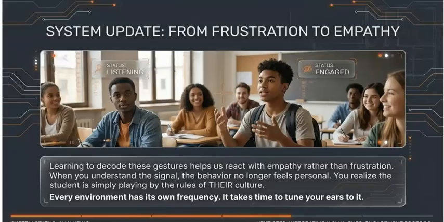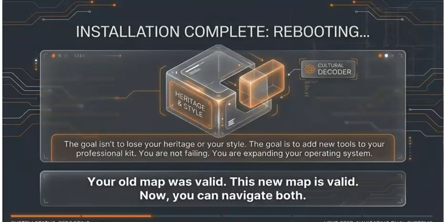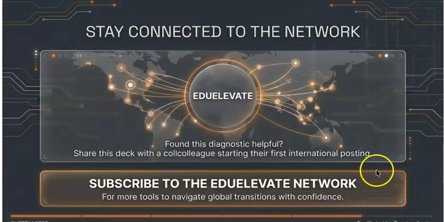So it is your role to learn those cultures, because every environment has its own frequency and it takes time to tune your ears to it. So give yourself some grace and learn as fast as you can, as much as you can, depending on your environment. And once you do your rebooting, then you're ready. The goal isn't to lose your heritage or your style, but to add new tools to your professional toolkit. You're not a bad teacher. You're just expanding your operating system. Your old map was valid. This new map is valid too. Now you can navigate both. Now you're ready. And this is just a teeny tiny part of it, but it's one that's major too. So, if you are feeling overwhelmed by these differences, I want to tell you, you are not a bad teacher.